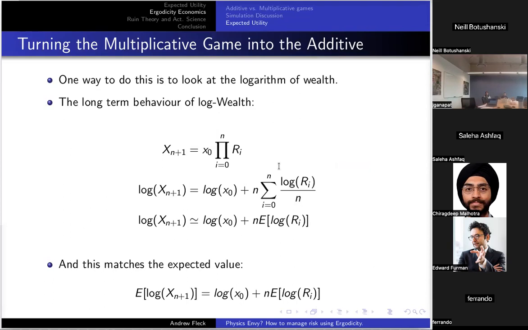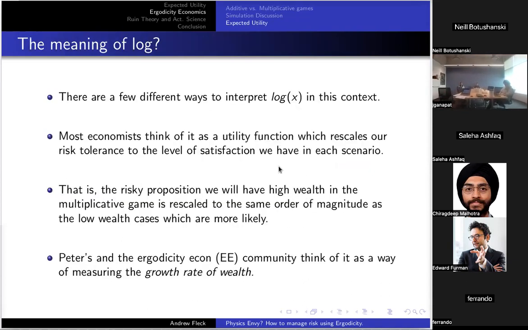So if I look at the log wealth of the multiplicative game, the typical case, if I look at the long-term behavior, it will match the expected value. Okay, great. It's like our St. Petersburg paradox. But what is this actually telling us? Well, the economists would think of this as a utility function, which rescales our wealth preferences or risk tolerance, right? With the risk in the risky proposition, we have high wealth, we rescale it to have, let's say, order of magnitude.